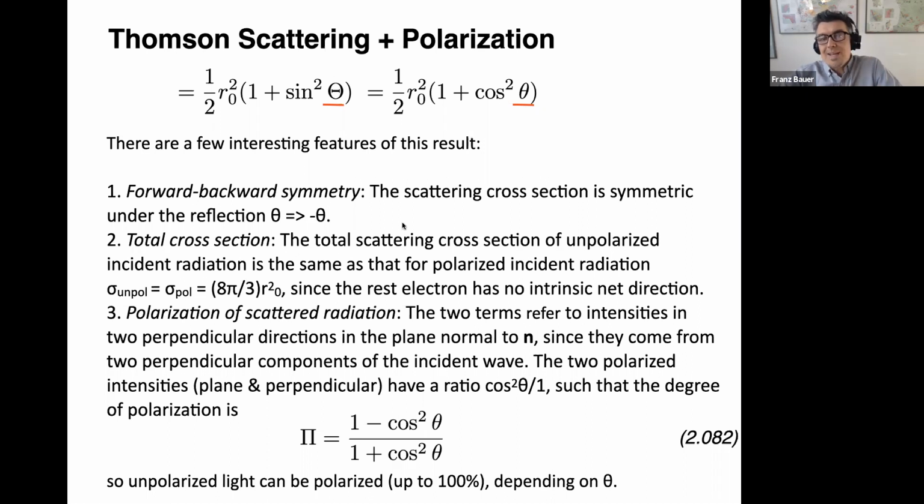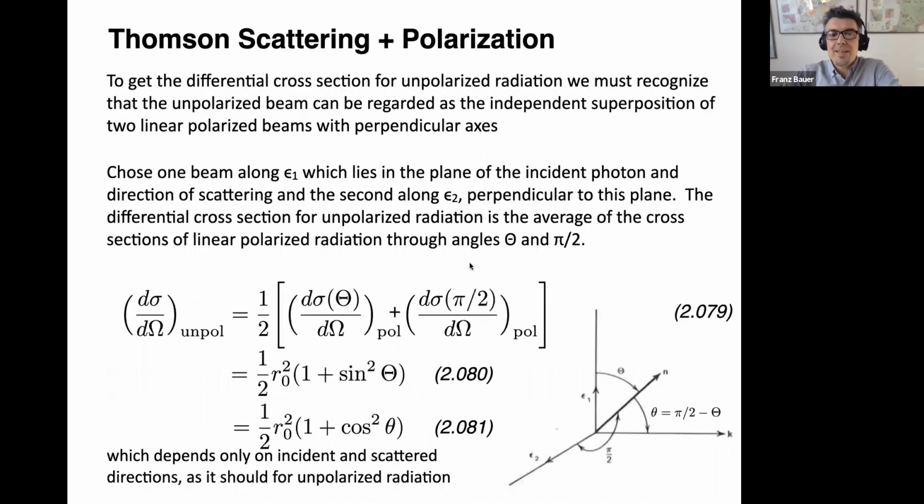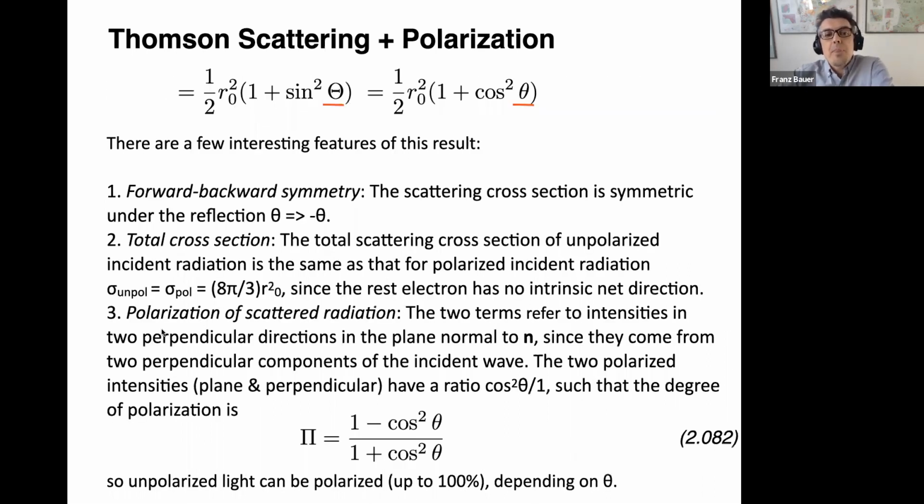The total cross-section that we get out for unpolarized light should be basically exactly the same as we get out for polarized light. And so when we add these two up, and take everything together, we should end up getting the total amount out in the end if we integrate over everything. So this thing should equal this thing, which should equal 8 pi divided by 3 times this in the end. And the rest electron will have no net intrinsic direction.